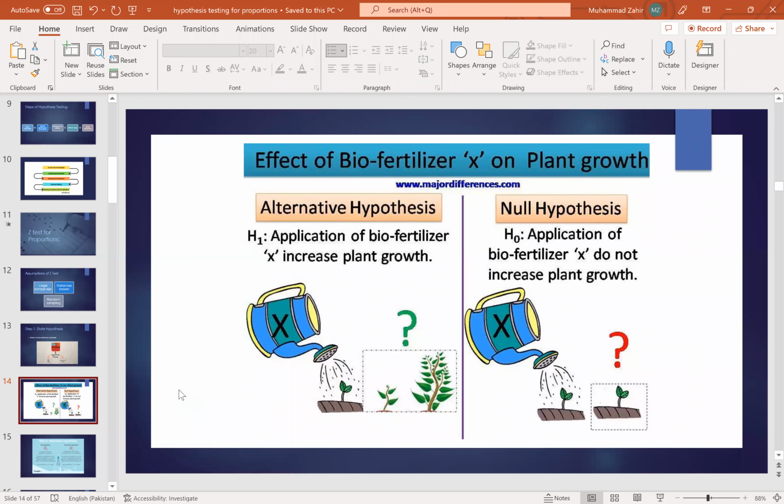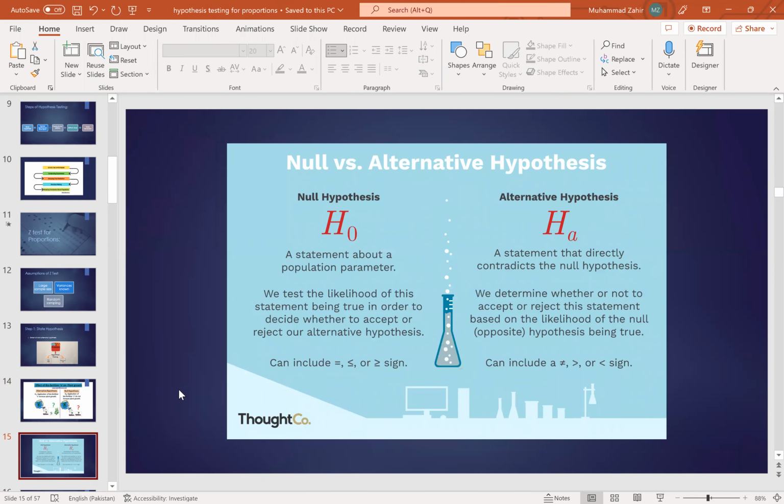So what is the null and what is the alternative hypothesis? Null is H0, a statement about a population parameter. We test the likelihood of this statement being true in order to decide whether to accept or reject our alternative hypothesis. And it has different signs: lesser, greater, or equal. And the alternative hypothesis, which is HA, is a statement that directly contradicts the null hypothesis. We determine whether or not to accept or reject this statement based on the likelihood of the null or opposite hypothesis being true. And it has three signs: equal to, greater, or smaller.